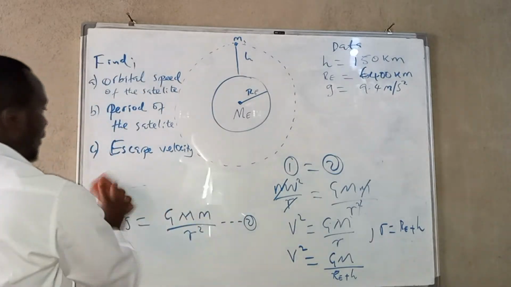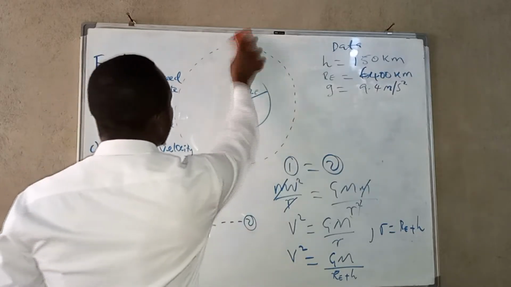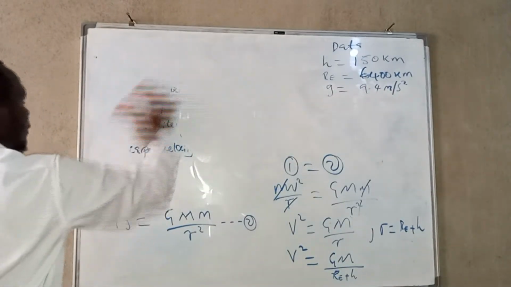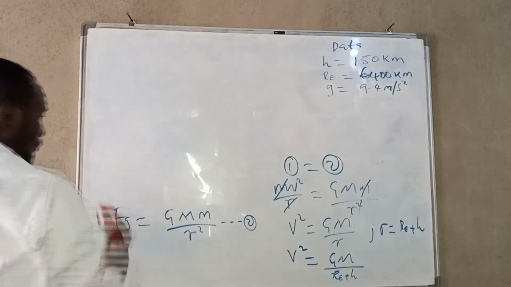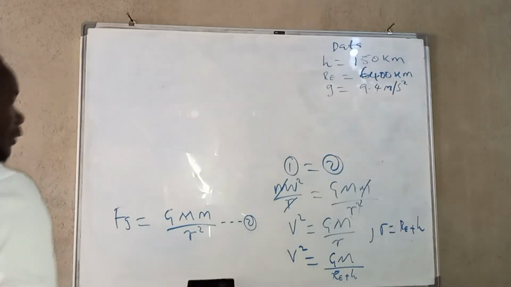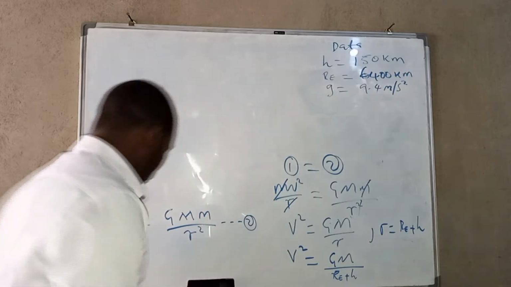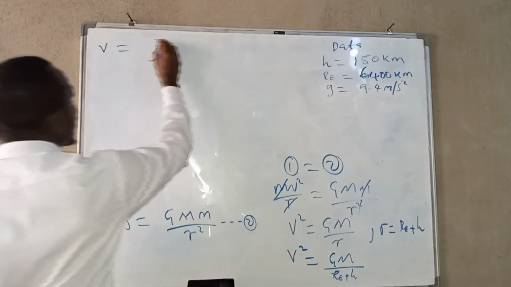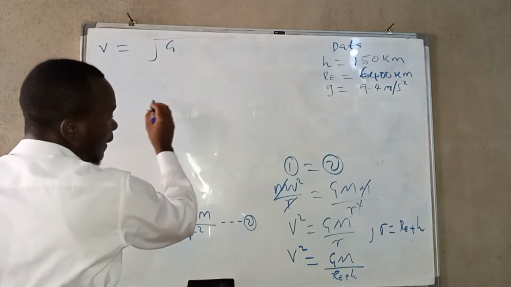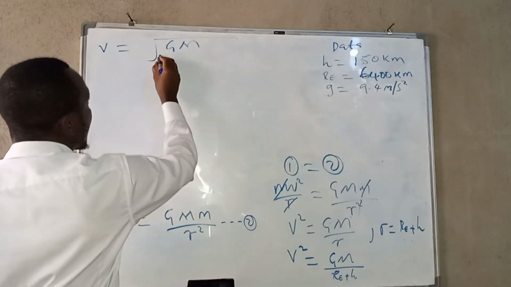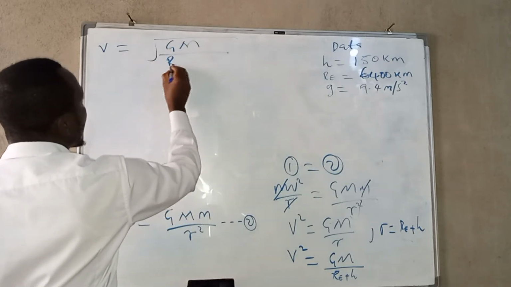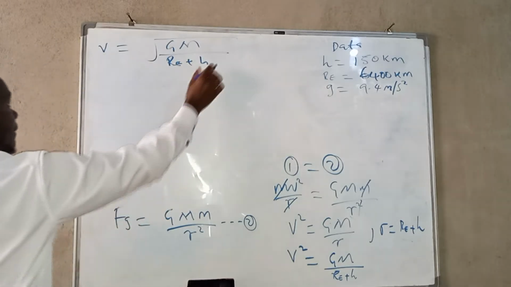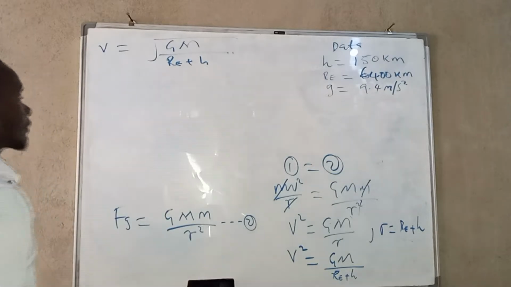And let me just erase this. So our v will be equal to the square root of GM over Re, the radius of the Earth, plus h.